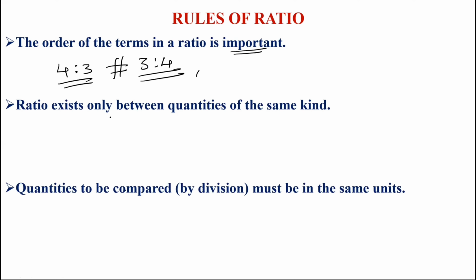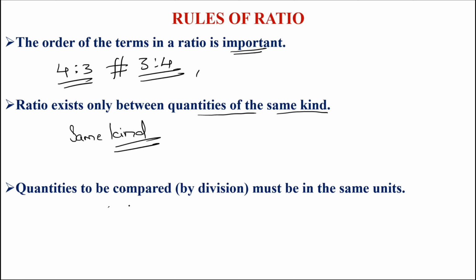Next, ratio exists only between quantities of the same kind. As I already told you, we can compare the prices of onions, or the power of one horse with the power of another horse. But we cannot compare the capability of a horse with the capability of a human being. Only the same kind can we compare.